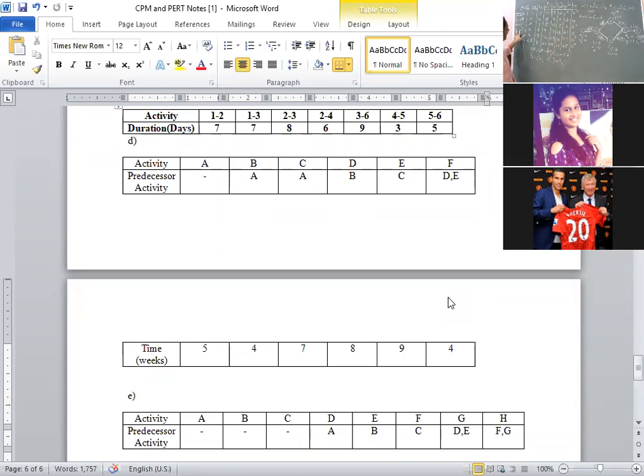Next, 3 to 5. L5 minus E3. That is L5 value is 21. 21 minus 9, it is 12. Correct? 12 minus 8, it is 4. Next, L5 minus E4. L5 value is 21 minus E4 value is 12. 21 minus 12, it's 9. 9 minus 9, 0. L6 minus E5. L6 is 25 minus E5 is 21. 25 minus 21, 4. 4 minus 4, 0. Same values are coming, right? Earlier also in the problem we verified. Correct?